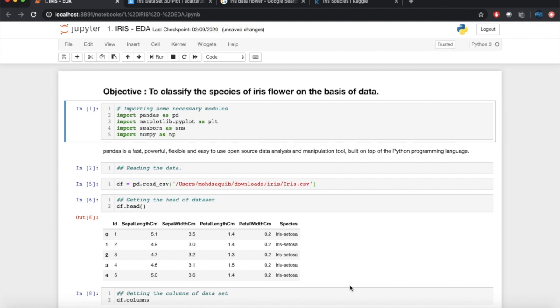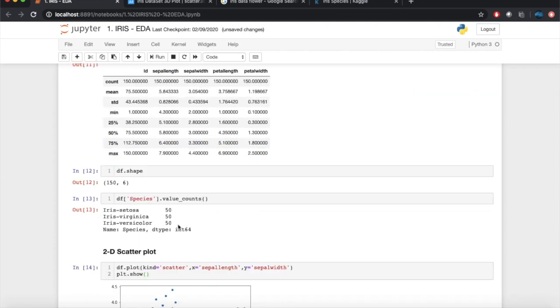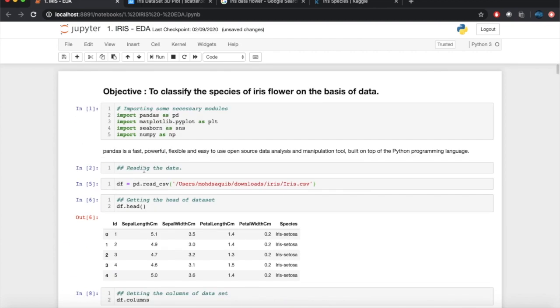Okay, before starting our case study, let us understand the objective of doing our case study. The objective is to classify the species of iris flower on the basis of the data we have. The species are of three different types. Let me show you. There are three: setosa, virginica and versicolor. So our objective is to classify these flowers on the basis of the data given. Okay, so this is our objective. So let us jump into analysis of this data set.